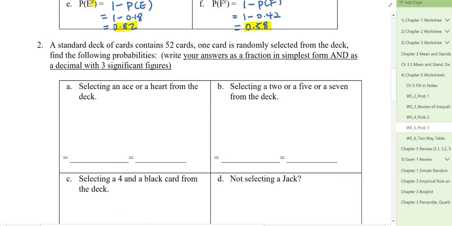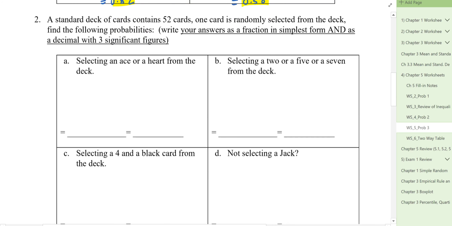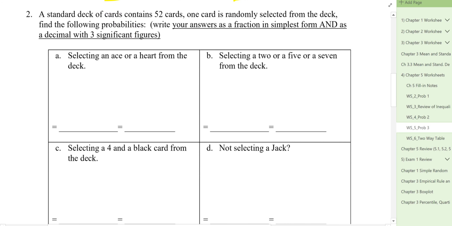All right, let's do number 2. Number 2 says a standard deck of cards contains 52 cards.